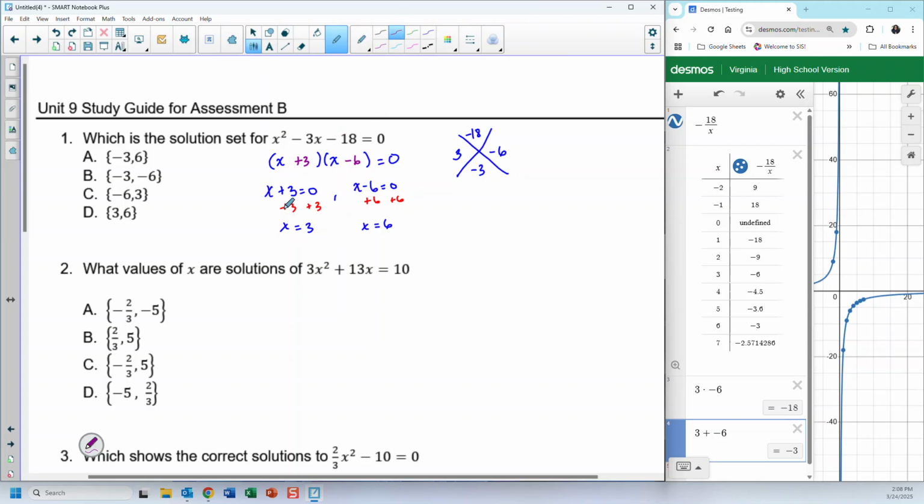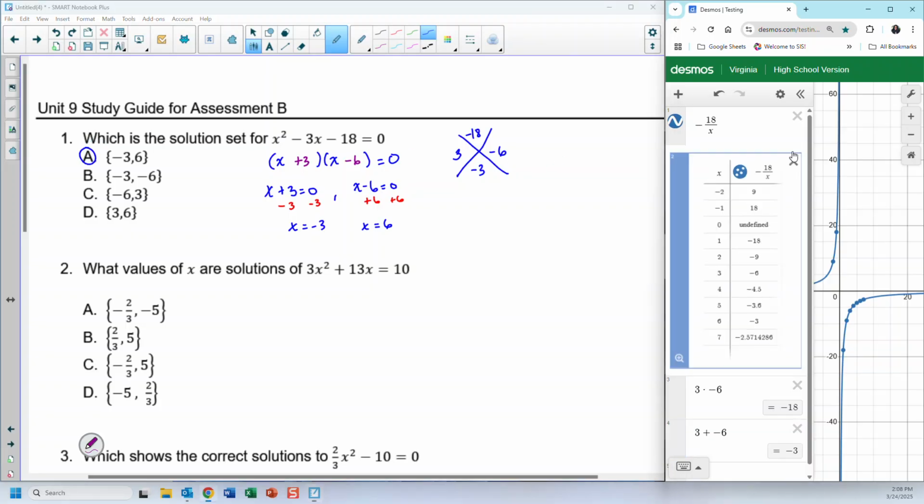Sorry, this is minus 3, my bad. So let me do this one over again. So I need to subtract 3 on both sides, okay? So x equals negative 3 is my solution. So negative 3, positive 6, it's A.